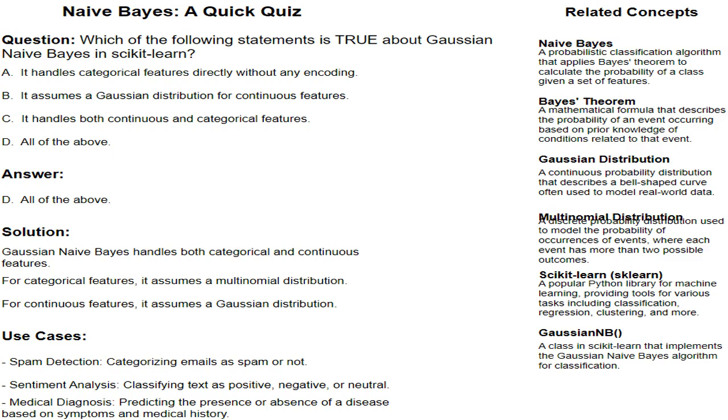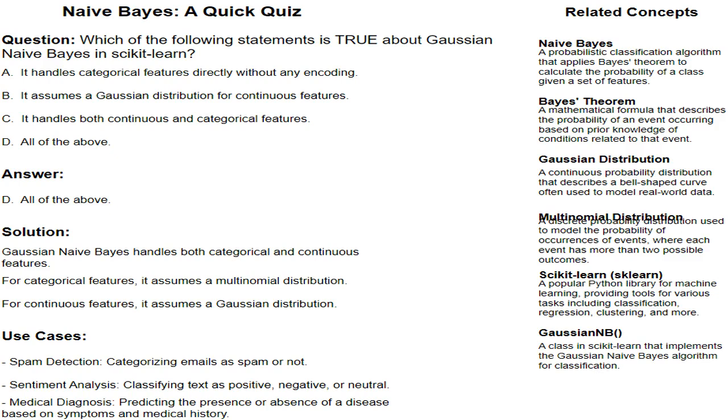False. B. It assumes a Gaussian distribution for continuous features. Correct. The Gaussian in Gaussian naive Bayes indicates that it assumes a Gaussian normal distribution for continuous features. This means it models the probability of each feature value within a class using a bell-shaped curve.